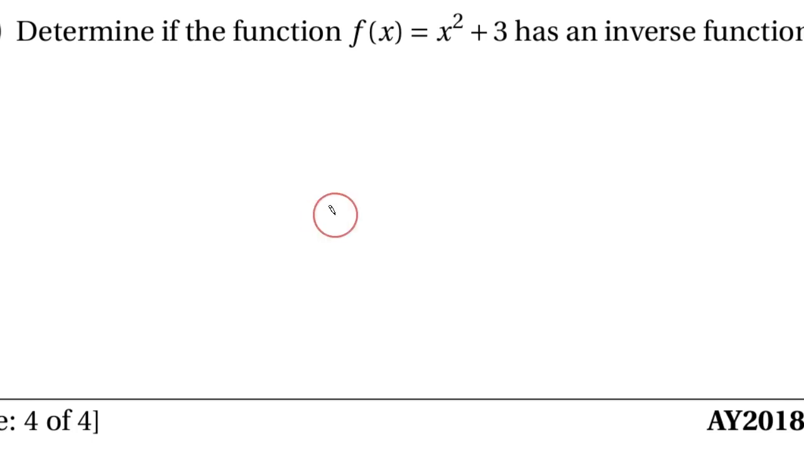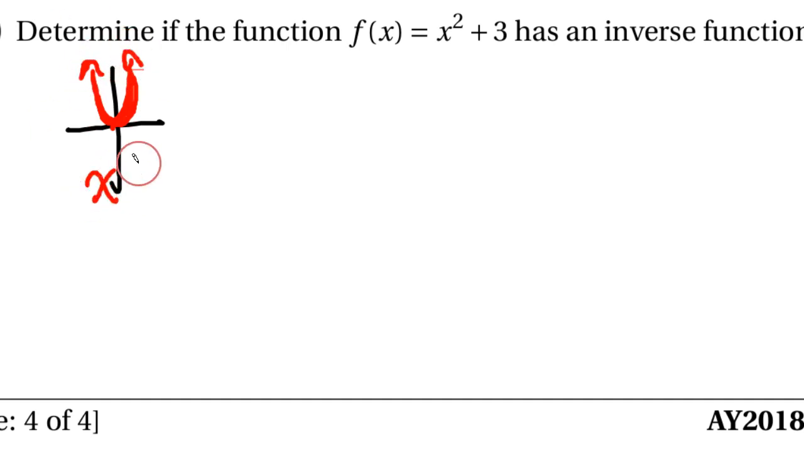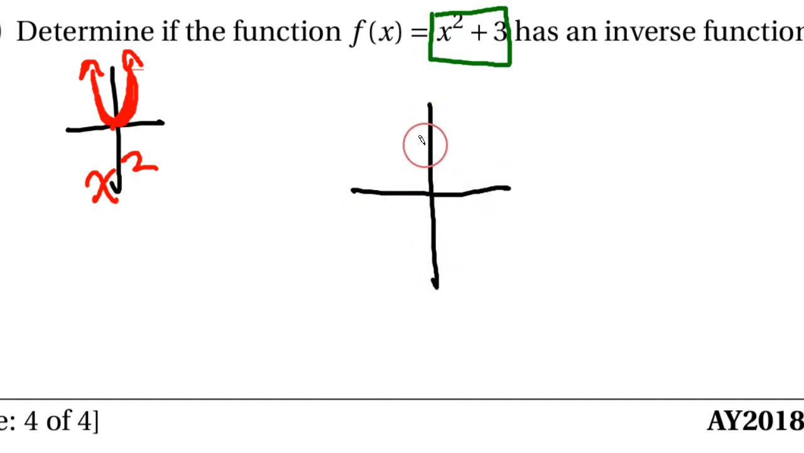Okay, so we're given this problem: determine if the function f of x equals x squared plus 3 has an inverse function. Well, first, let's recall, because it's an x squared, the basic x squared is a parabola that looks something kind of like this. So this is our basic x squared. Well, when I say plus 3, this entire x squared plus 3 graph is going to go up to the number 3 and basically just stay the same general shape.